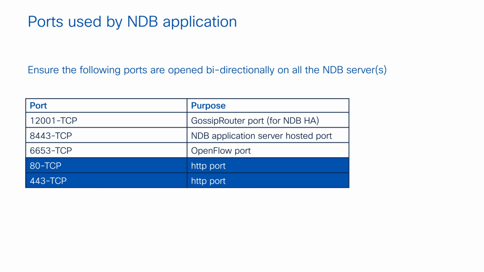The other ports, like TCP 80 and TCP 443, are HTTP and HTTPS ports. These are the ports the controller uses when it is managing the NDB box in HTTP mode, which is port 80. In HTTPS mode, we use SSL to talk to the switches, which is port 443.